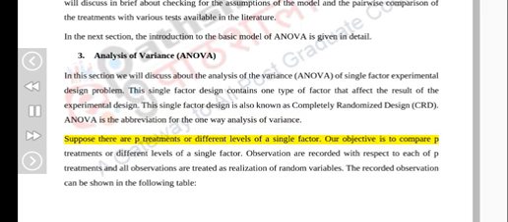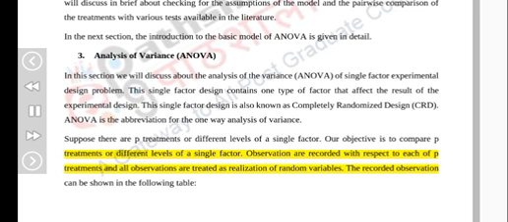Suppose there are p treatments or different levels of a single factor. Our objective is to compare the p treatments or different levels of a single factor. Observations are recorded with respect to each of the p treatments, and all observations are treated as realizations of random variables. The recorded observations can be shown in the following table.